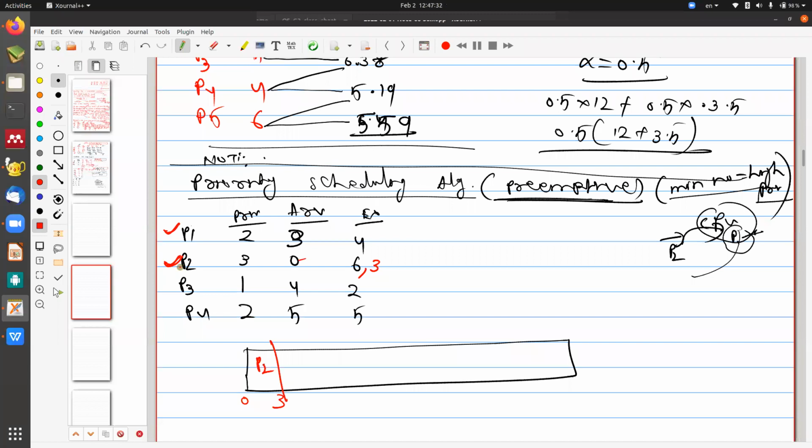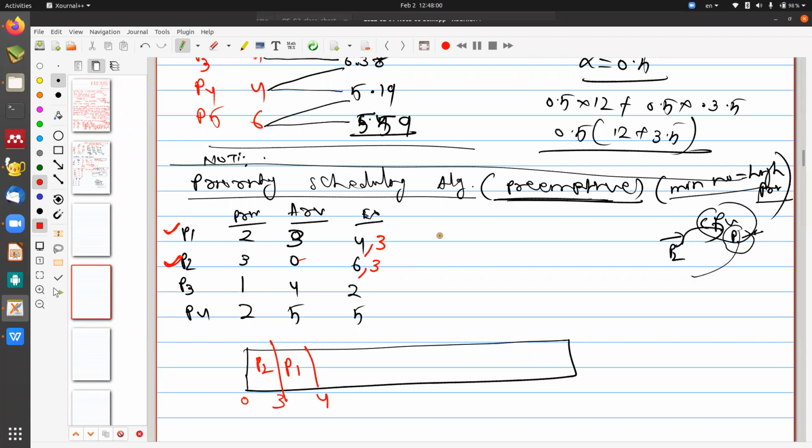Now two processes are present in the ready queue. Which process will get a chance to be executed? This one, because we have taken the minimum number as the highest priority. Since 2 is the highest, P1 will start executing. How long? Till the next process comes. The next process comes at 4 o'clock, so only 1 unit has executed. How much is left then? 4 minus 1 is 3.